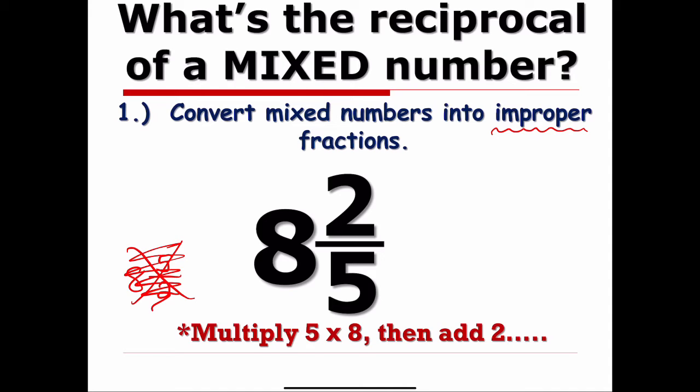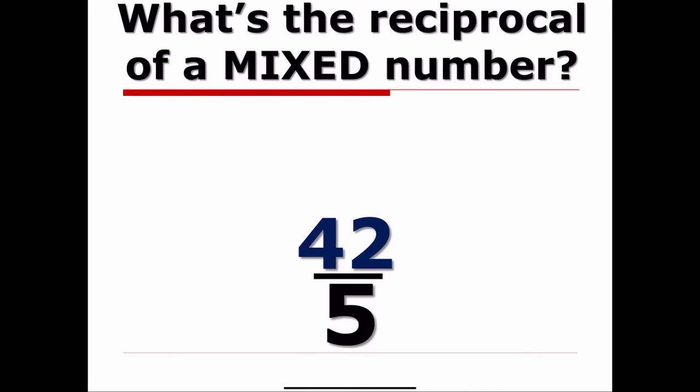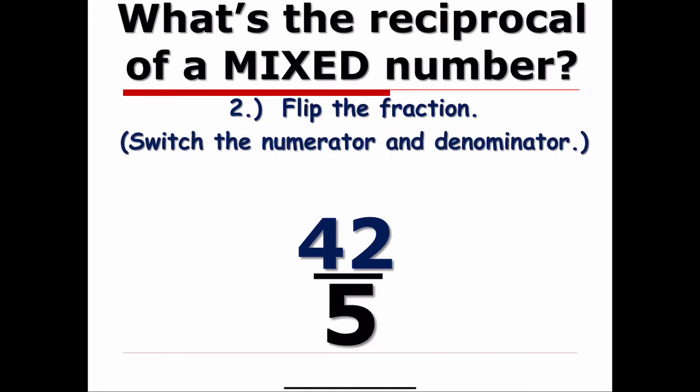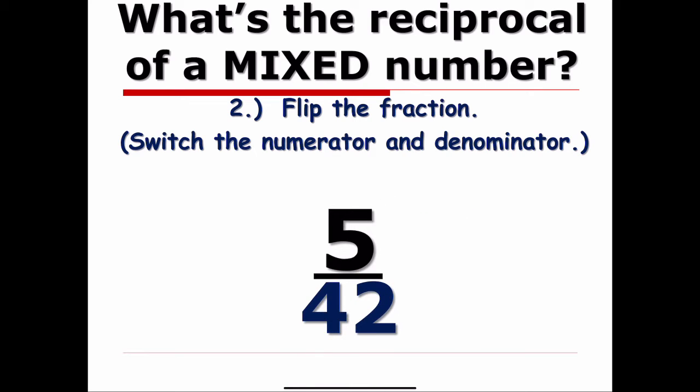So 5 times 8, which is 40, and then add 2, which is 42. So now you have 42/5. And then it's all ready to be flipped. So now it's all set. Flip the fraction. And here we go, everything flips around in that fancy animation I made.